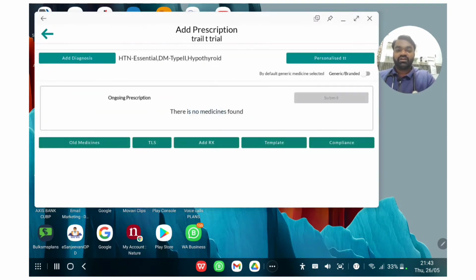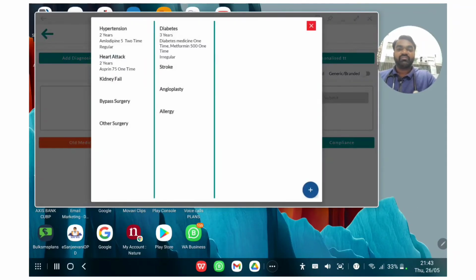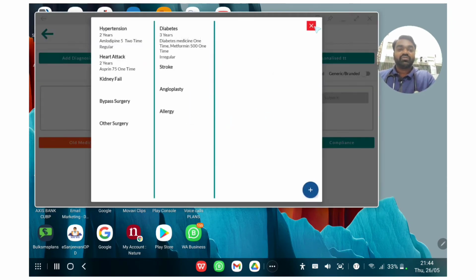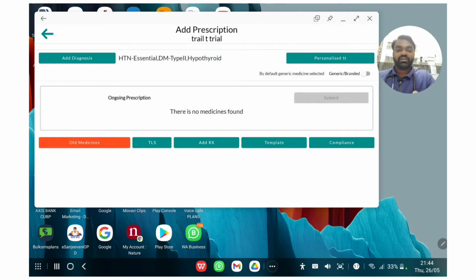and you can add the diagnosis from here also. This is the list of old medications. If you remember, we have given the amlodipine tablet 2 times, the aspirin tablet, the diabetes medicine. If you want to add any of the previous medications, you can add the previous medications over here for the patient. So you have the old medications over here.